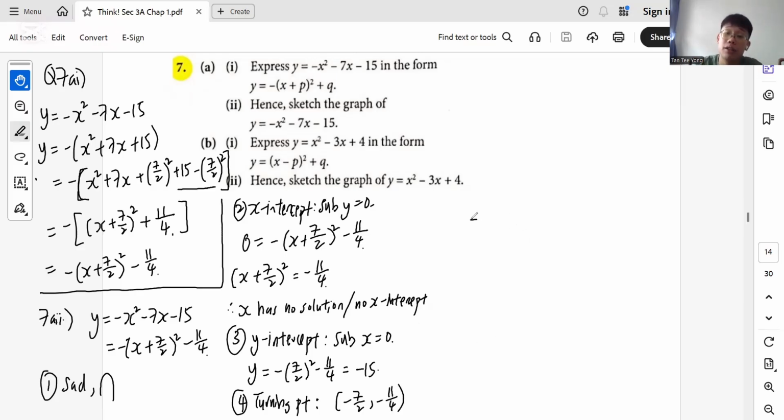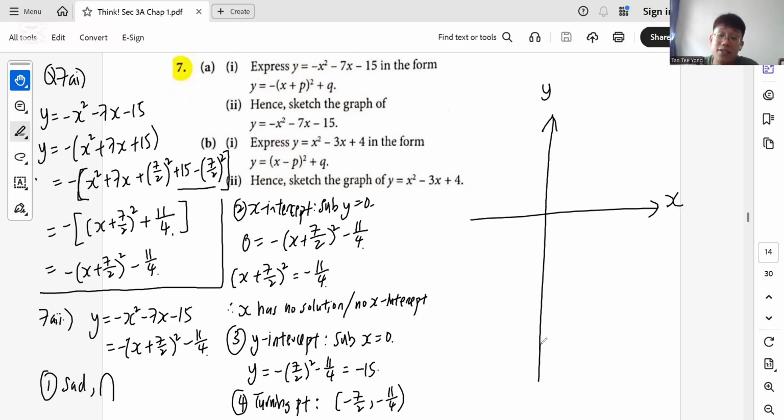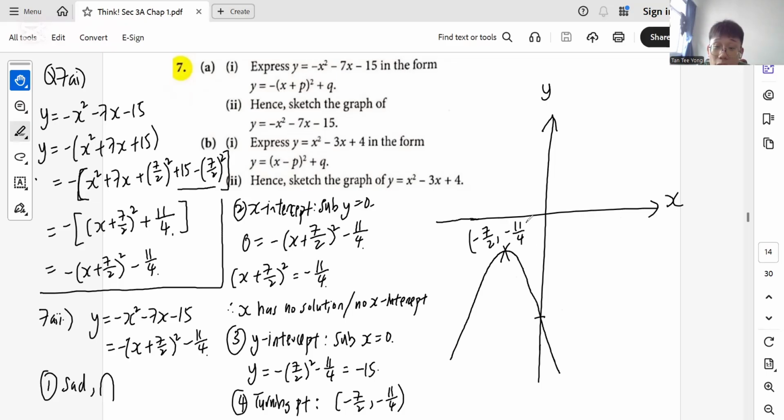Okay, so now we can draw already. So the axes, y and x. Take note, it does not cut the x-axis because there is no x-intercept. It's a sad face, and the turning point is all at the negative side. So the turning point is here. So how to draw? Just draw like that, because it does not cut the x-axis. The turning point here is -7/2, -11/4. Then the y-intercept here is -15.